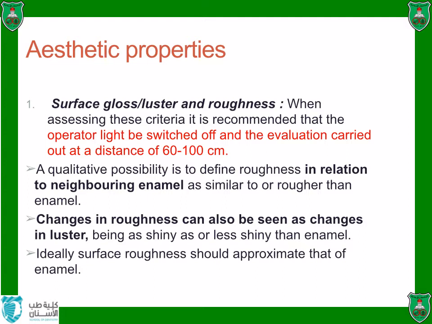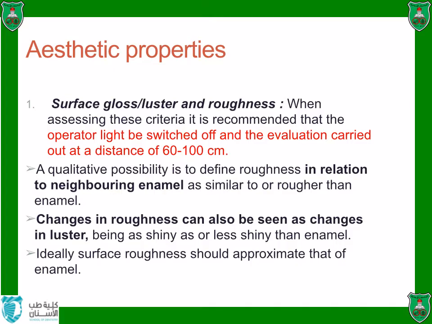The first property is the surface roughness, which affects the surface gloss and luster. Surface roughness is a measurement of the texture of the surface of the restoration. And this is very important when we are doing composite restoration.